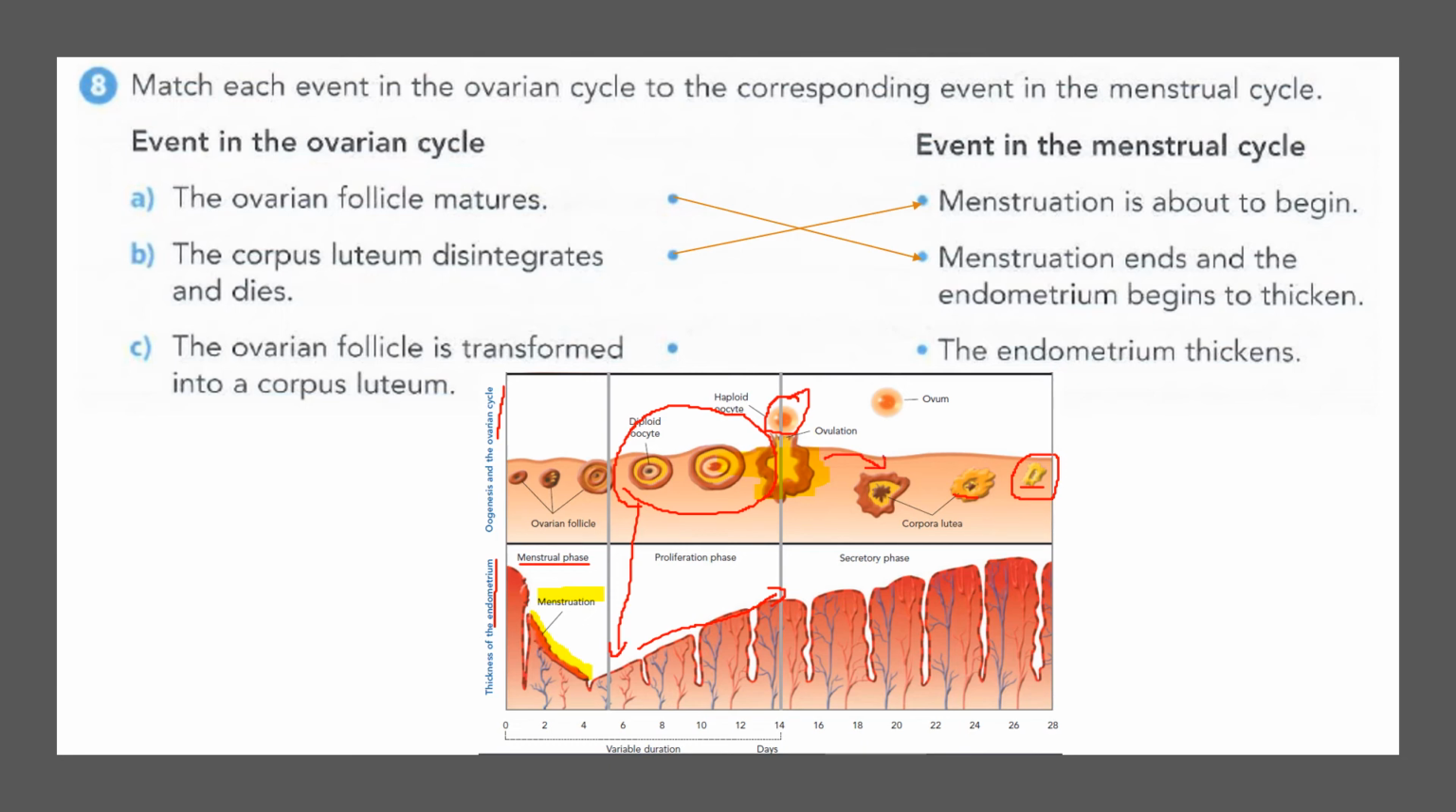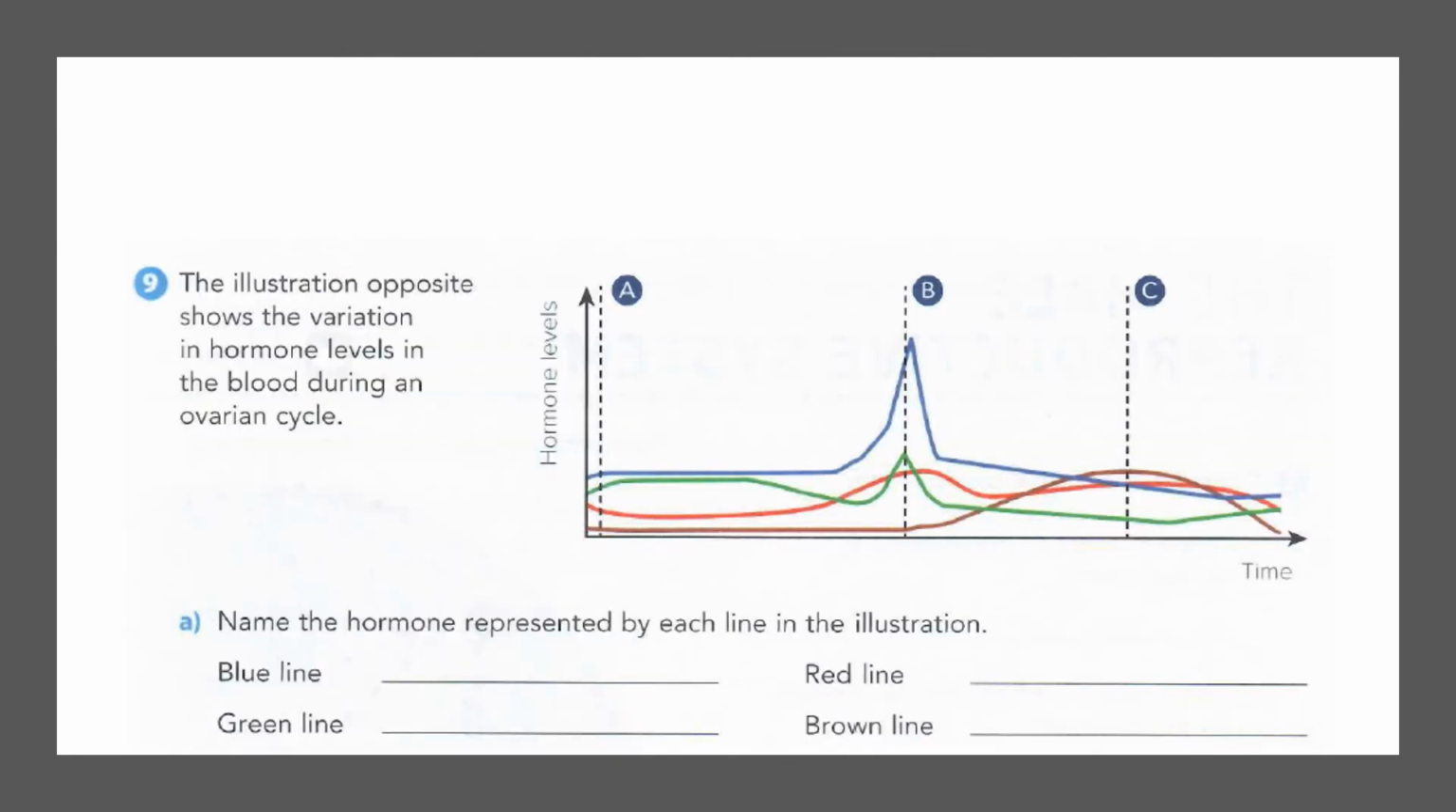What's happening to the endometrium? So the endometrium thickens, right? It's getting bigger. So the endometrium thickens. Okay, so this one you should check in this picture for you to understand what's going on. Okay, the next one, 9.